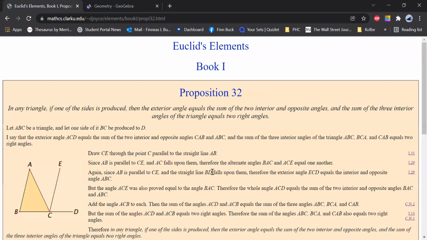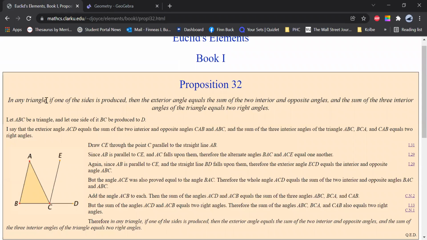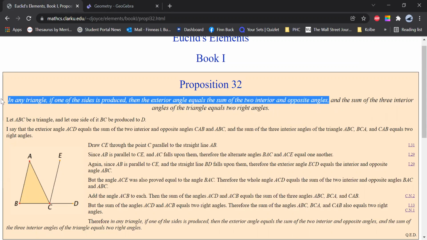Proposition 1.32 is dealing with triangles. In any triangle, if one of the sides is produced, then the exterior angle equals the sum of the two interior and opposite angles, and the sum of the three interior angles of the triangle equals two right angles. The only part we need is this part here: in any triangle, if one of the sides is produced, then the exterior angle equals the sum of the two interior and opposite angles.